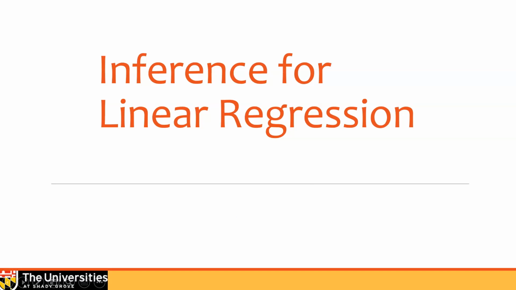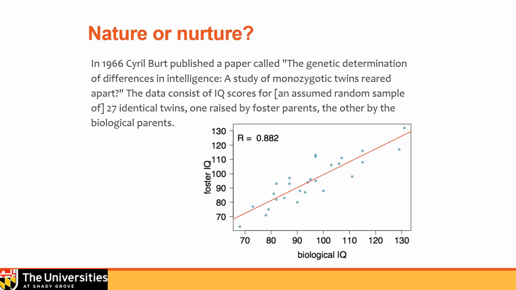Inference for a linear regression. So we kind of hinted at this before. Let's look at it in context. So we've got the setup here. I'll leave you to read everything in the setup. What we see is an explanatory variable of biological IQ and a response variable of the Foster IQ.